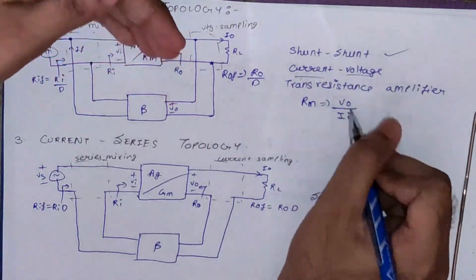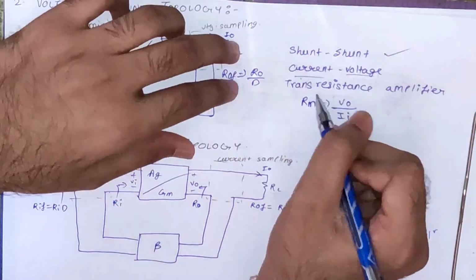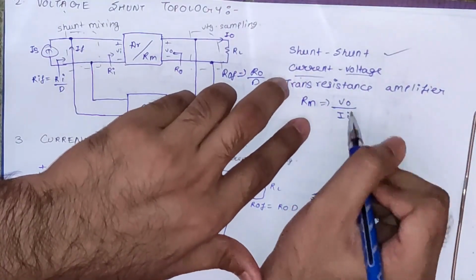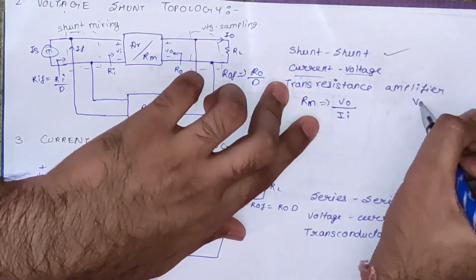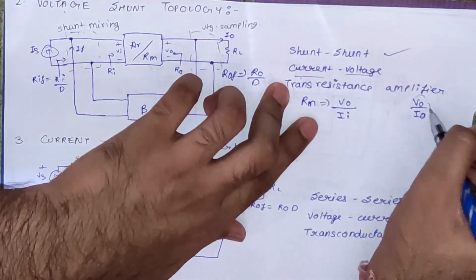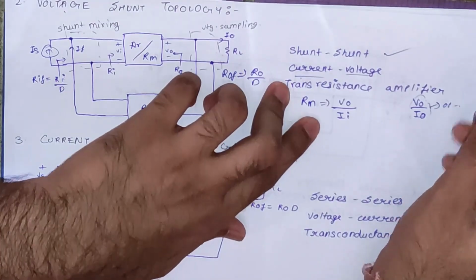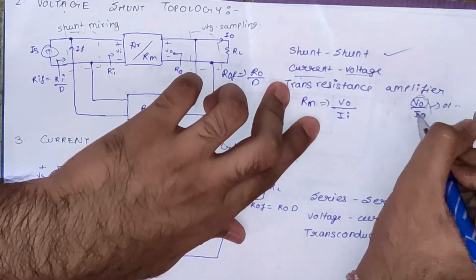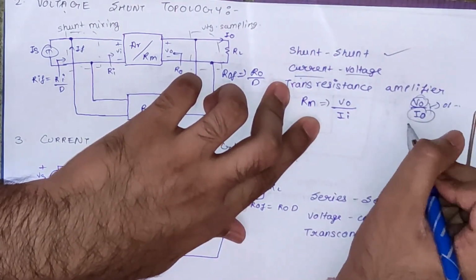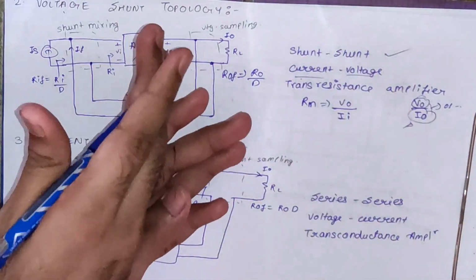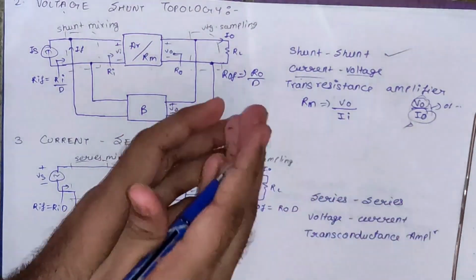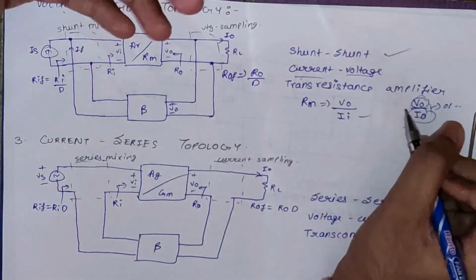You can see we call this transresistance because this is the resistance in terms of output voltage and input current. If it were output voltage and output current, we would directly say it is output resistance, but here we have output voltage and input current. That's why it says the output voltage is getting transferred to the input, and so it is called transresistance. And this is what this equation says.